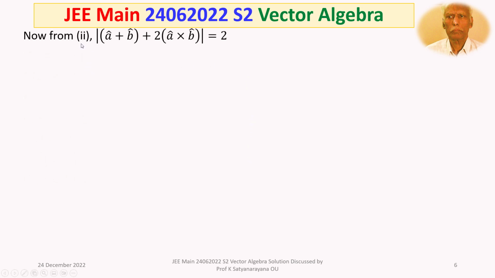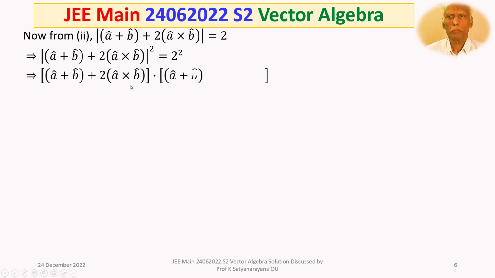We take the condition 2, modulus of a plus b plus 2 into a cross b is equal to 2. And squaring on both sides, we get modulus of a plus b plus 2 into a cross b, square, is equal to 2 square. And you know, if a vector x is there, the modulus square of that vector x will be x dot x. So you take this vector, make a dot product with itself, that will give you the modulus square. So that's the vector here, dot the same vector, is equal to 4.